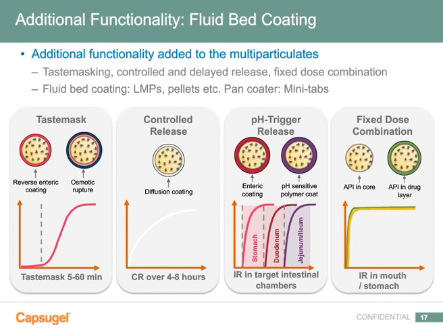release. Additionally, I mentioned if there is a particular need for a fixed-dose combination, particularly if the two drugs are incompatible, it's possible to have API in the core, maybe either through the LMP or other technology, and then add an additional drug layer on the outside so that can mitigate some of the issues around compatibility between APIs.